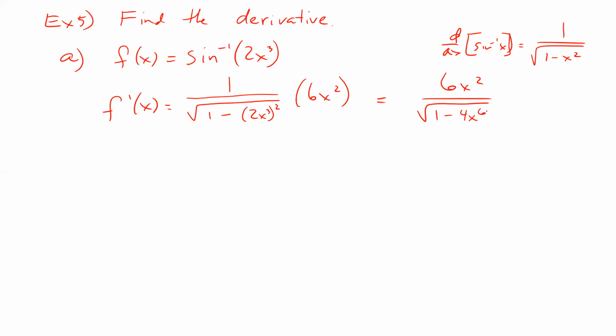Okay, and then talk to me. Are we good now? Yes. Okay, I've got a b for you as well. Different function here. I'm going to go h of x. h of x is equal to tangent inverse of x squared. Hey, x squared would be fun.